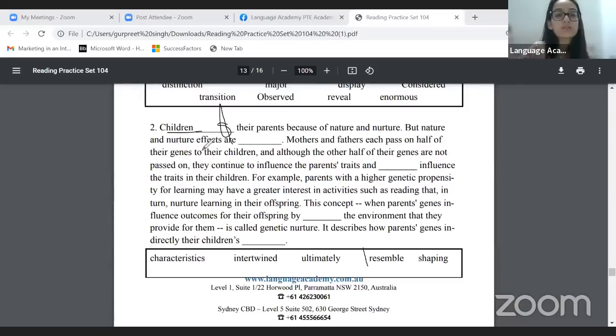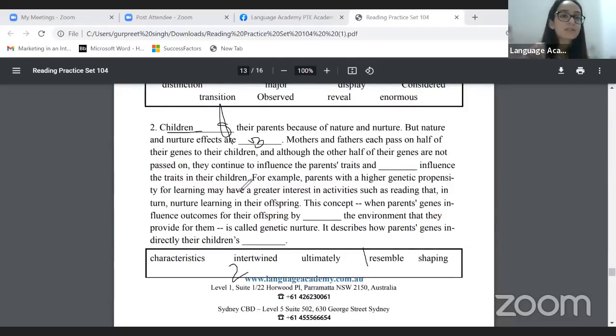But nature and nurture effects are dashed. So with R comes V3. How many do we have? Only one. Intertwined means connected with each other, mixed with each other. Mothers and fathers each pass on half of their genes to the children, and although the other half of their genes are not passed on, they continue to influence the parents' traits and influence the traits in their children.